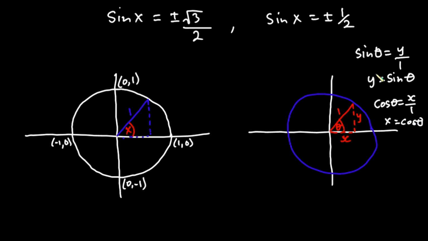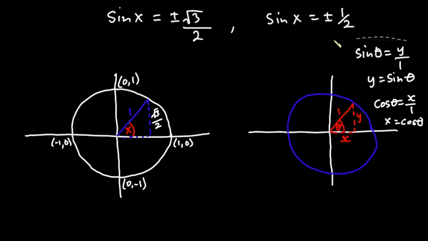Now, if we bring this idea to this part, it means that this vertical component is going to be sine x, which is equal to root 3 over 2. So it means that this part is going to be root 3 over 2.